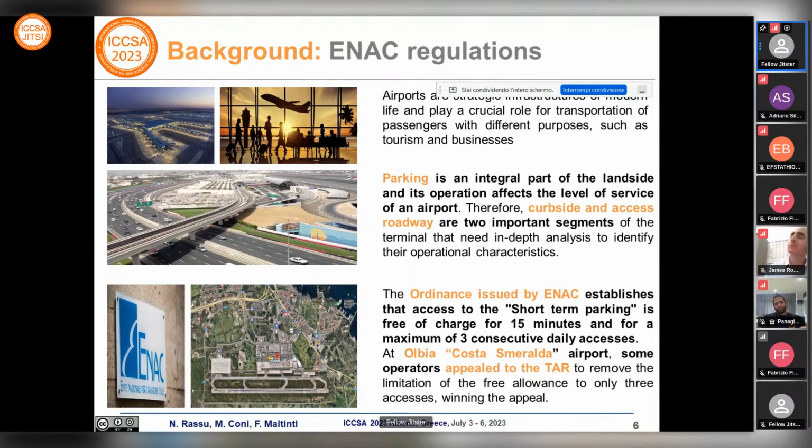Regulation of accessibility to the landside area of airports arises from the need to ensure a multiplicity of aspects. The most important is to organize and regulate, according to a hierarchy of priority, vehicle access to the area in an orderly, safe and controlled manner. The ordinance issued by the Italian Civil Aviation Authority, which governs the management of spaces and regulated access, establishes that access to the short-term parking is free of charge for 50 minutes and for a maximum of 3 consecutive daily accesses. At Olbia Costa Smeralda Airport, some operators appealed to the Regional Administrative Tribunal, TAR, to remove this limitation.